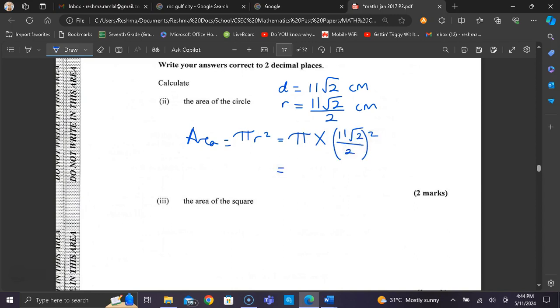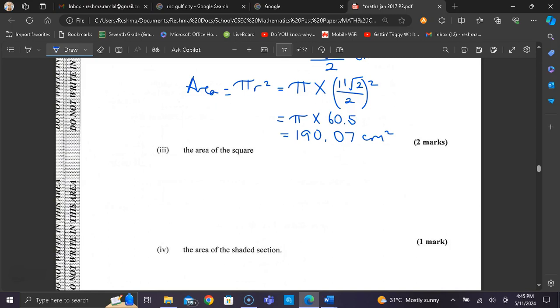So just using our calculator, let's calculate the value of 11 root 2 divided by 2, squared. Okay, so 11 times the square root of 2, then we divide by 2, and we square that, and we will get 60.5. And then if we multiply that by pi, we will get 190.07 to 2 decimal places, square centimeters. Now the area of the square, for 1 mark. The area of a square, of course, is side squared. The side is 11, so 11 squared is 121 square centimeters.